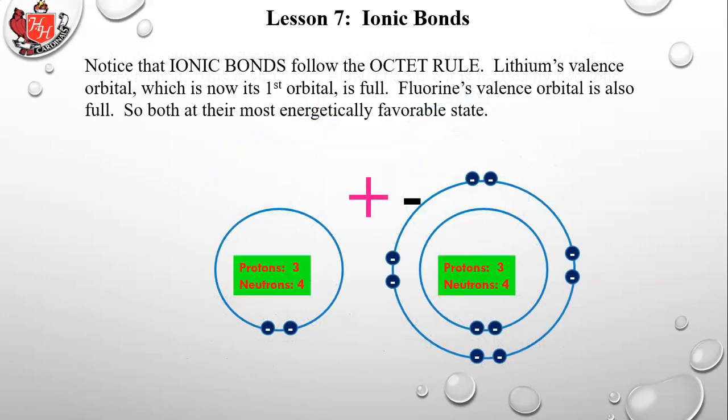Notice that ionic bonds follow the octet rule. Lithium's valence orbital, which is now its first orbital, is full. Fluorine's valence orbital is also full. So both are at their most energetically favorable state. And again, we metaphorically say they're happy, but you don't want to use that word on the AP exam. Energetically favorable state is the best way to express that.